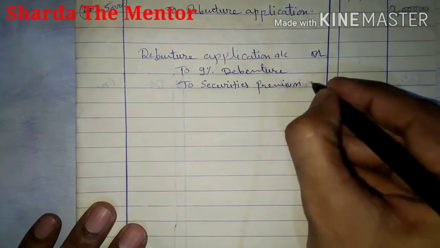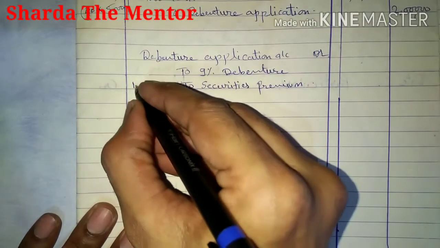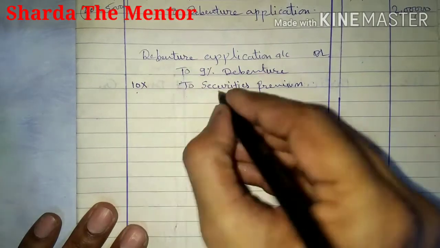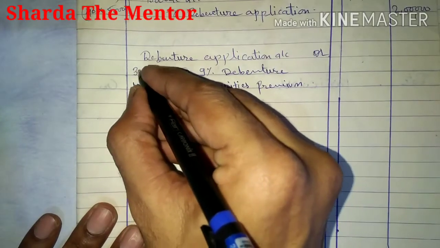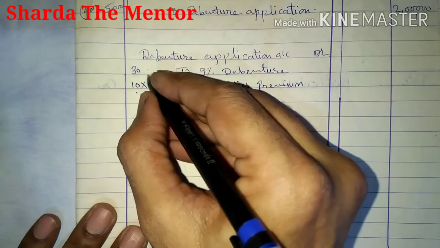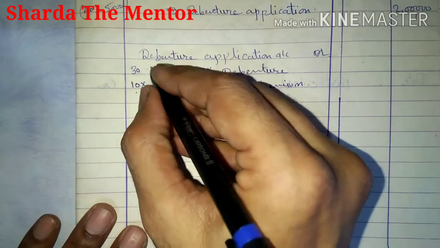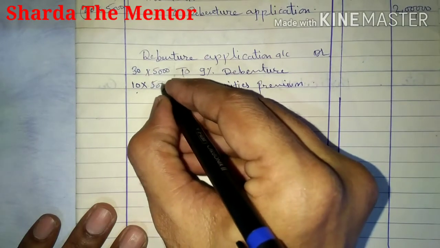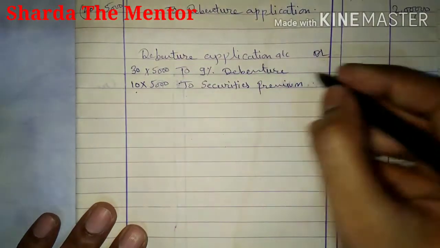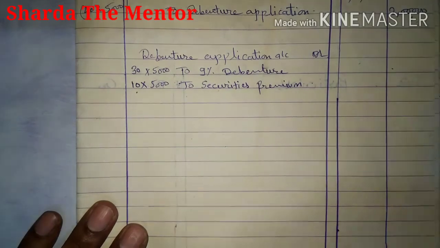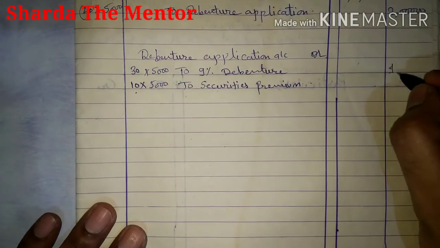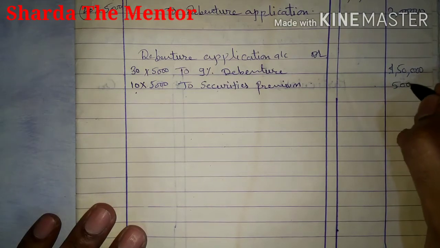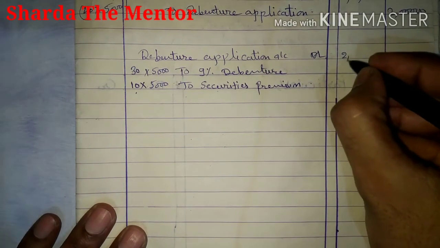So for the purpose of understanding, you can write it that way: 10 rupees on the premium and the remaining 30 on the debenture. So 30 multiplied by 5,000, that will be the amount of 1,50,000, and here 50,000. So the total amount is 2 lakh.